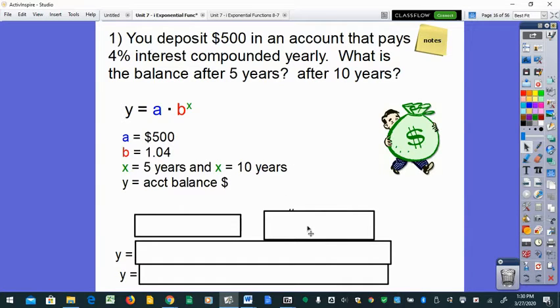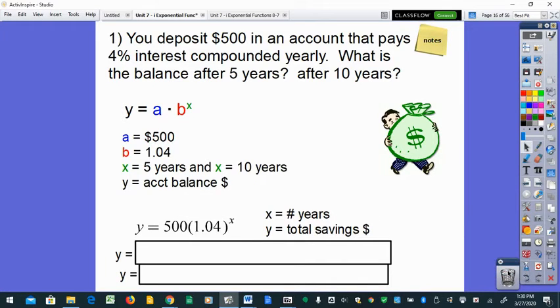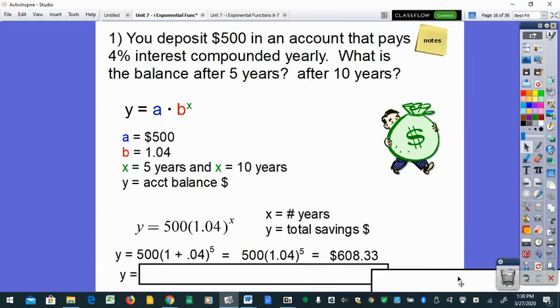Don't forget, when we write a function, the first thing we want to do is define our variables. So in this case, x is the number of years, and y is going to be your total savings in dollars. And here is the exponential equation. We started with $500, and then we are going to take that $500 with 4% for each year that goes by. So let's do it with 5 years.